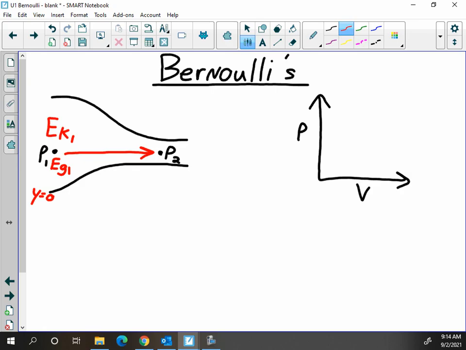Okay? All right. Would the same two quantities also be at location 2? Would they be equal in magnitude? No. But they would still exist, right? So you'd have an EK at position 2, and you'd have an EG at position 2. Okay? Last thing is the pressure. I want to be able to relate the pressure to this.